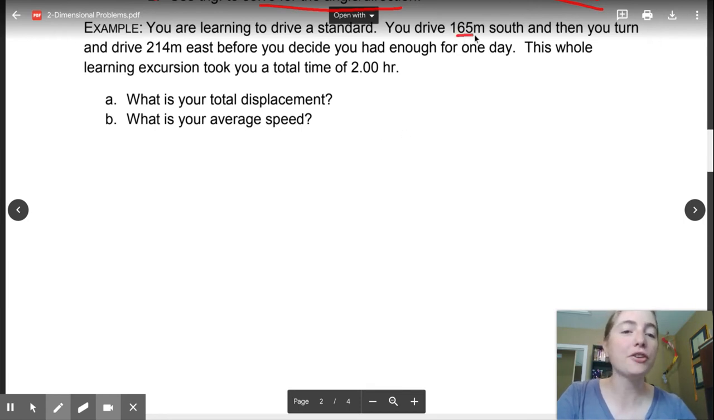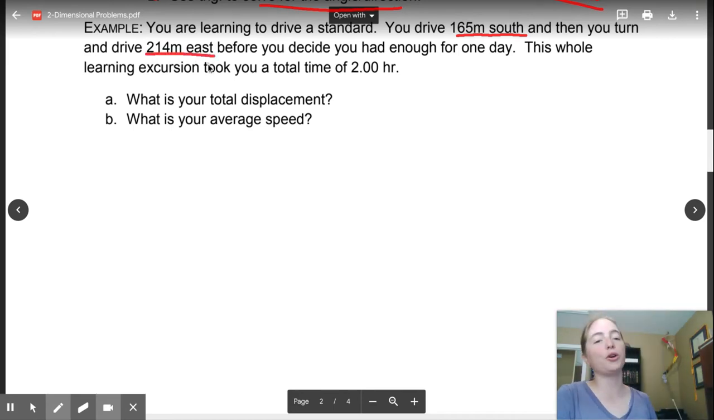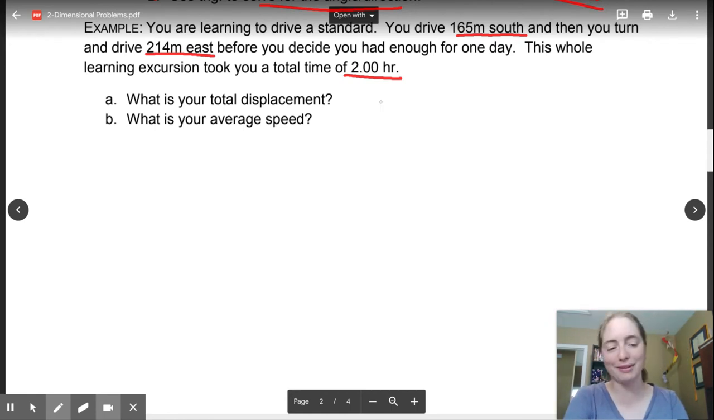You drive 165 meters south, and then you turn 214 meters east before you decide you've had enough for one day. The learning excursion took you a total time of 2 hours. Yeah, that sounds about right. The first time I drove stick, I was limping around a parking lot for a long time. Okay. So, ladies and gentlemen, what is your total displacement? What is your average speed?